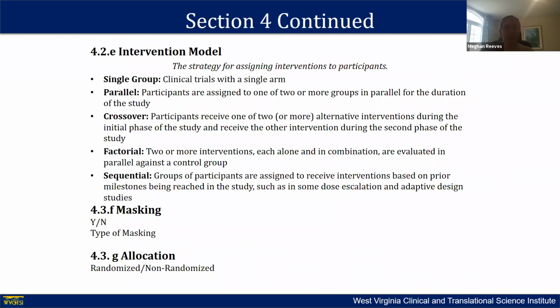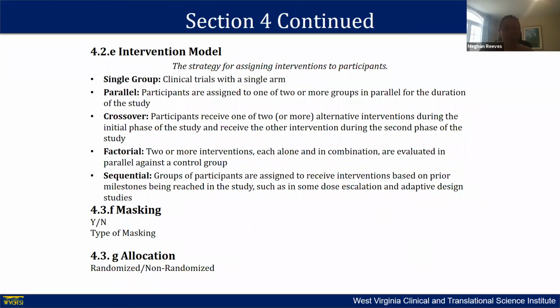Intervention model, this is another drop-down. This is the strategy for assigning your participants. So there's availabilities for single group, parallel, crossover, factorial, and sequential. These are the types of things that you would discuss in detail with a biostatistician or a study clinical trialist ahead of time when you're designing your study. So you'll think about how your intervention will be delivered.